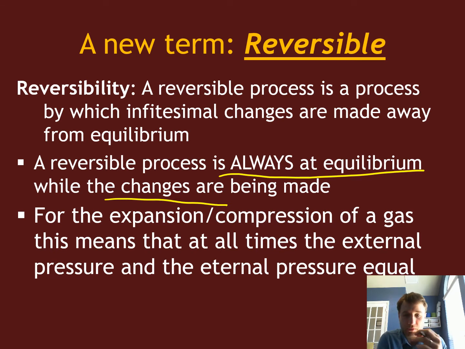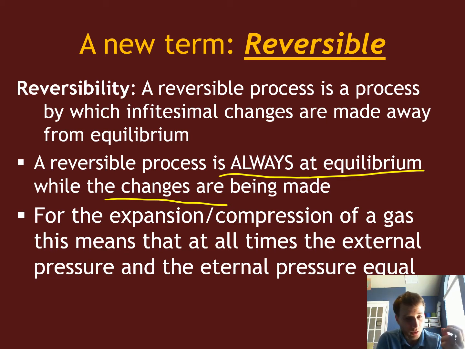But if you do an expansion and a compression reversibly, you're able to bring the system and the surroundings back to where they started, so there's no net change in the universe. But if you do some process irreversibly, there's a net change in the universe, and that cannot be undone, right? So reversible expansion is expansion that's always at equilibrium.